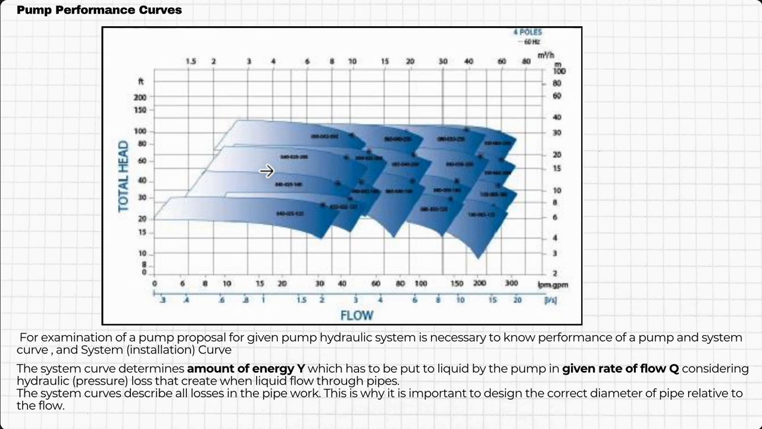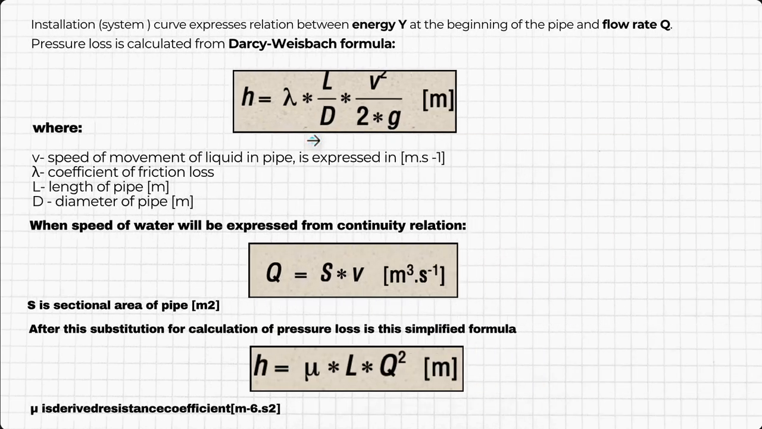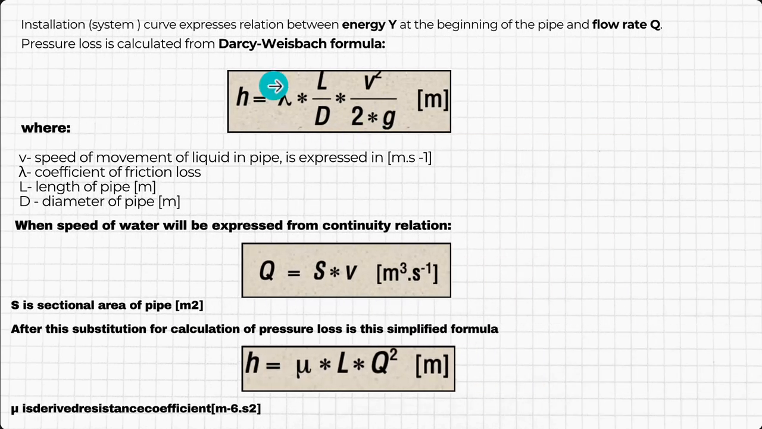The system curve determines the amount of energy Y, which has to be put to liquid by the pump in the given rate of flow Q, considering hydraulic pressure losses that are created when liquid flows through the pipes. The system curves describe all losses in the pipe work. This is why it is important to design the correct diameter of pipe relative to the flow. Installation system curve expresses the relationship between energy Y at the beginning of the pipe and flow rate Q.